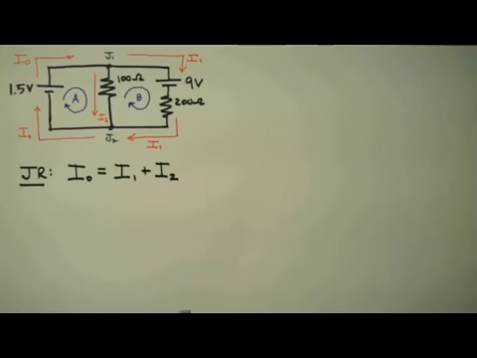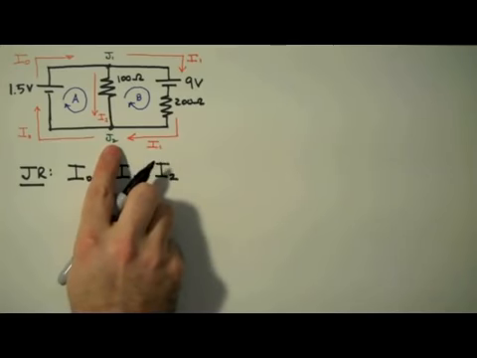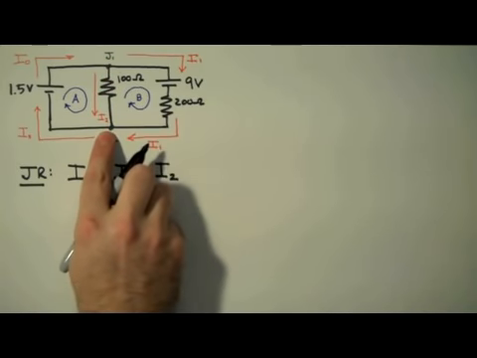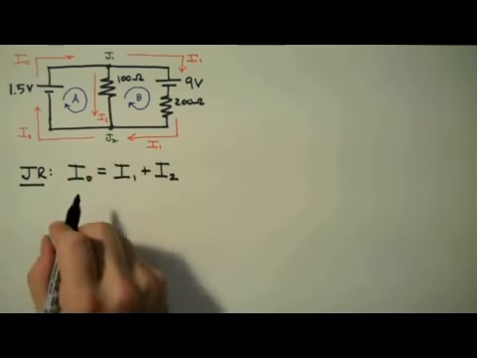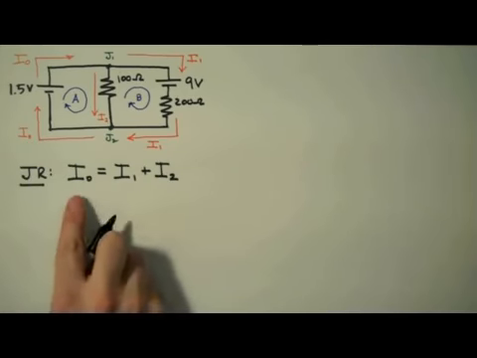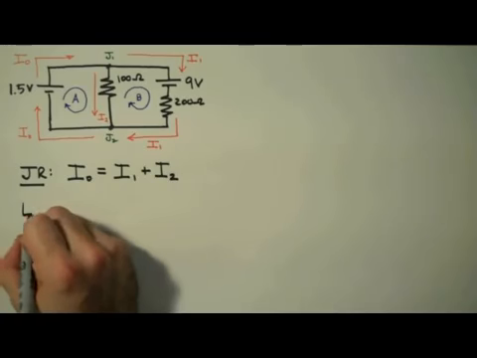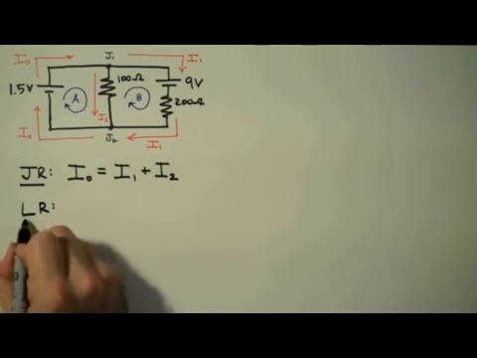Now, if I apply the junction rule to junction 2, we'll have I1 coming in as well as I2 coming in. So on the left-hand side of the equation, it would be I1 plus I2. And we have I0 coming out. So on the right side, we have I0. This is exactly what we have already written, so we're not going to use that equation.